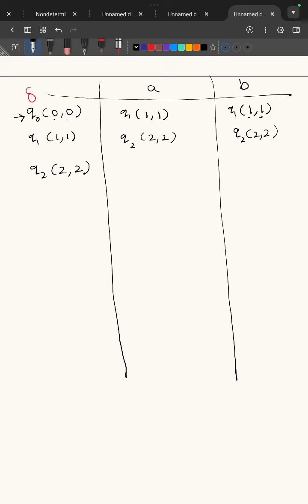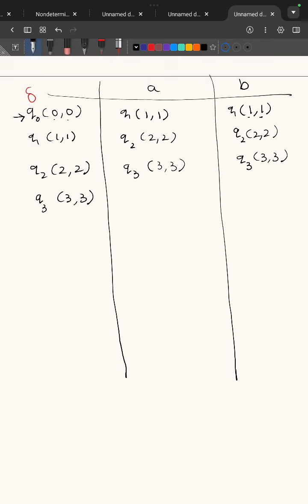Now if I see one more A or B, the length will become 3. So obviously it will go to 3, 3. This also will go to 3, 3. I'll name it as Q3. Okay, now what will happen? We are in 3, 3. I am seeing one more A or B.